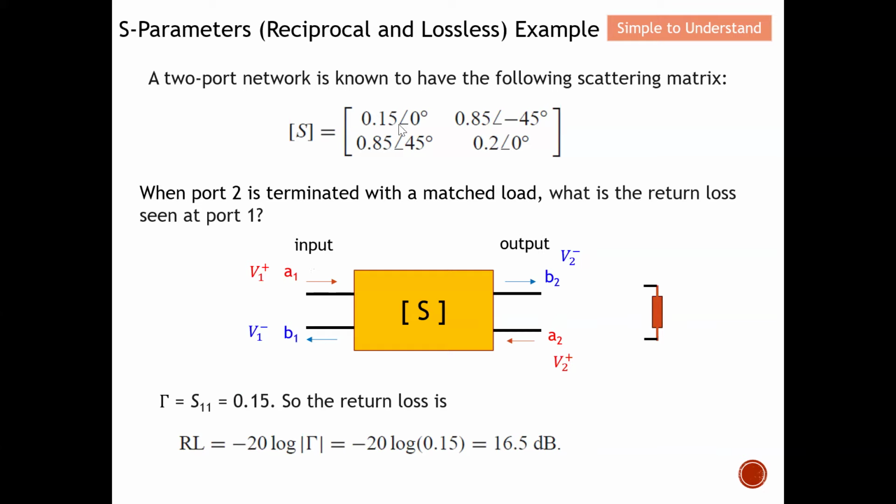In order to obtain the return loss, we just need to do minus 20 log of this reflection coefficient. Then from here, we can compute it as 16.5 dB. So this is what happens when we terminate the output port with a match load, and you can see that my return loss equals 16.5 dB.